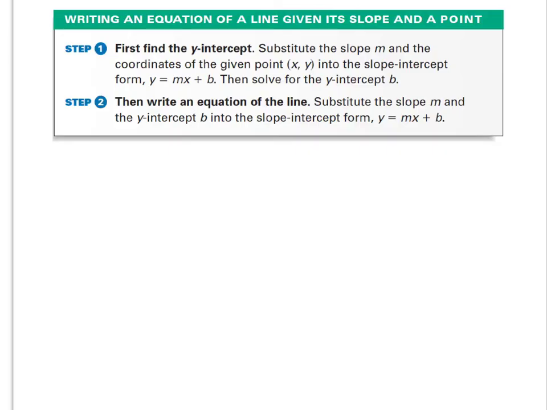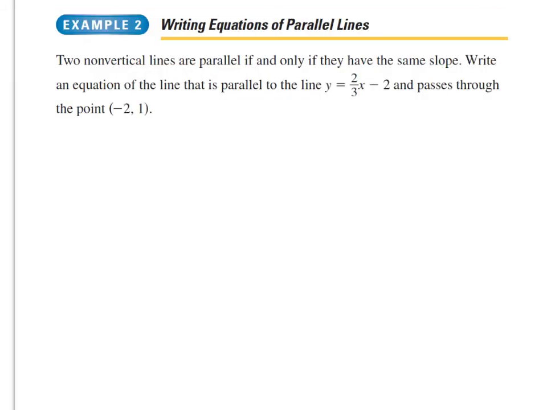So to write an equation of a line given the slope and a point, you can find the y-intercept by simply substituting the slope and the point you have for x and y into the slope-intercept form and find the y-intercept. Then rewrite the equation of the line. So let's say we have two non-vertical lines that are parallel. They have to have the same slope, and we saw that in the last chapter.